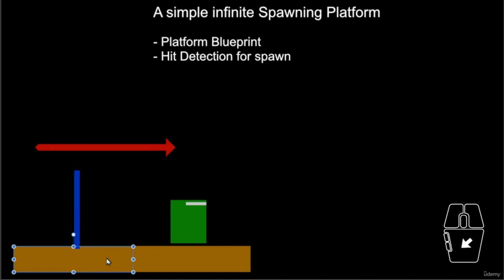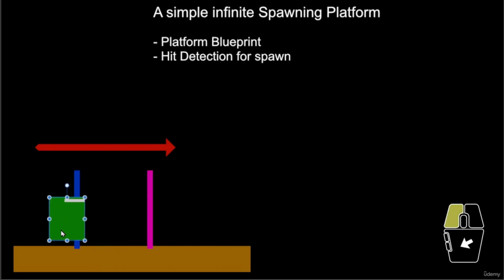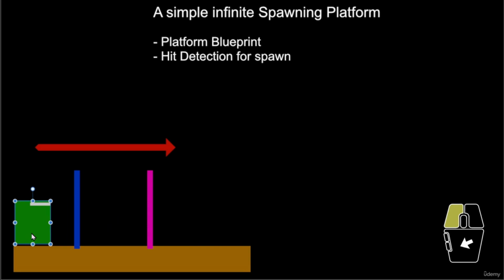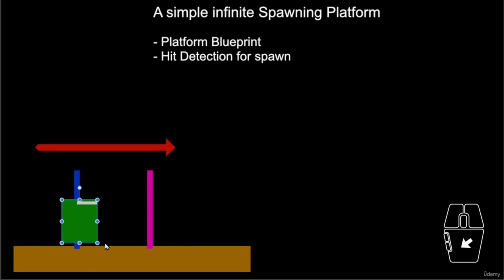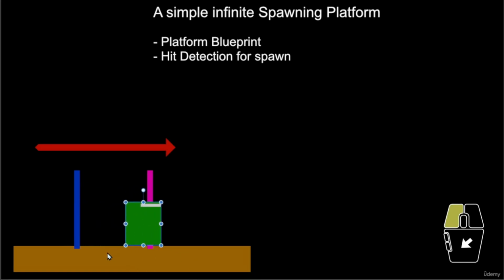Now, there are lots of ways to do it, but in the spirit of optimization, we'll set it up so that on the first platform, there's going to be two hit detection areas. There's the first hit detection that causes it to spawn the second platform, and then there'll be a second one just after it that causes it to completely despawn. That's how we are going to set it up in order to have our infinite spawning platform. Now let's go into the code and see how we can make this happen.